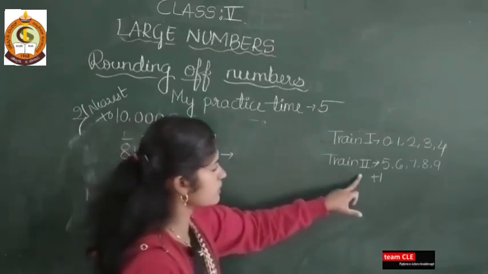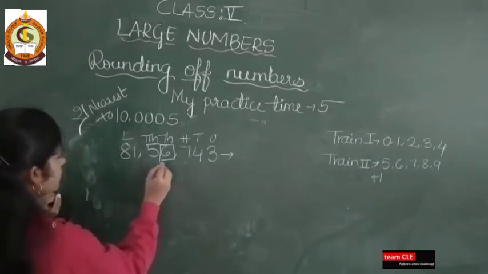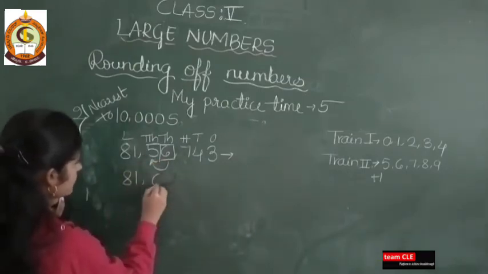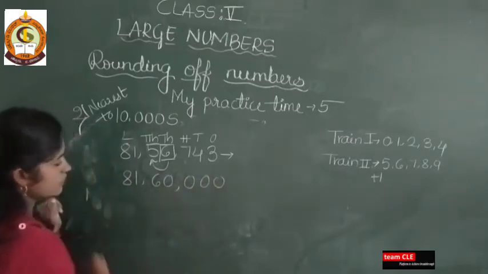6. So 6 will come in tray number 2. Then you need to add 1 here. So 81 lakh 60,000 and the remaining digits become 0.